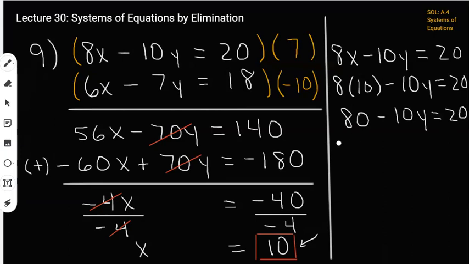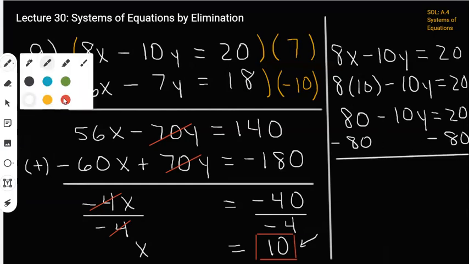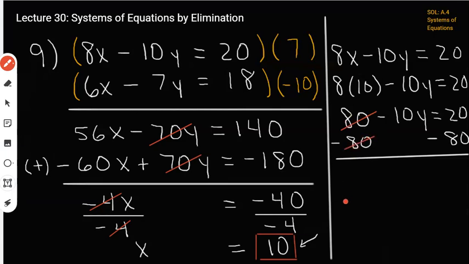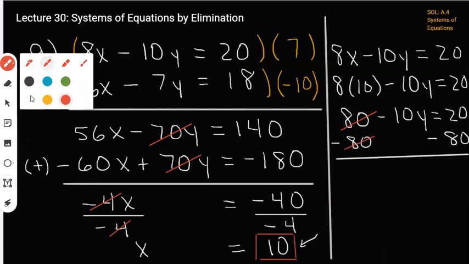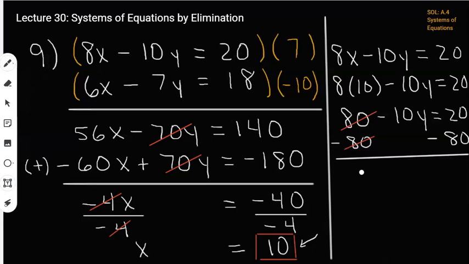I need to subtract 80 from both sides so that way I can get rid of the 80. They're going to cancel out. And I'm left with negative 10y equals 20 minus 80. That's negative 60.